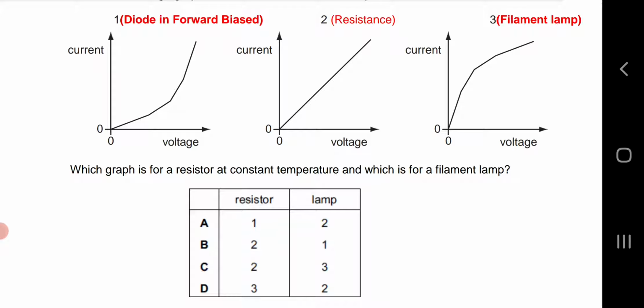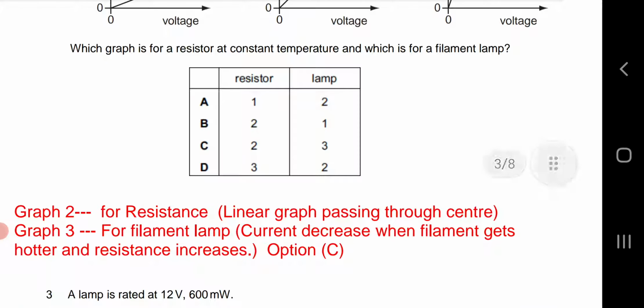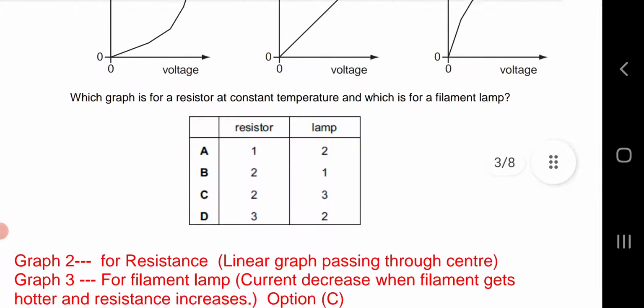So option B, graph 2 is for resistor. Option C, graph 2 is for resistor and graph 3 is for filament lamp. Option C. Graph 2 is for a resistor. It is a linear graph passing through the center. Graph 3 is for a filament lamp. The current decreases when the filament gets hotter, and as a result resistance will increase. So option C.